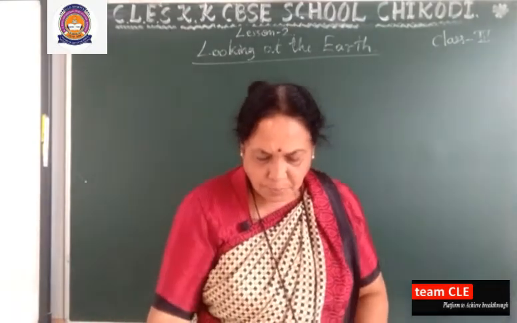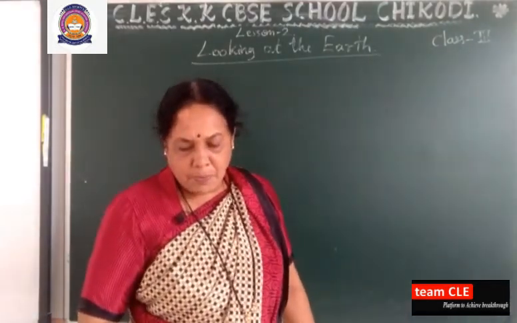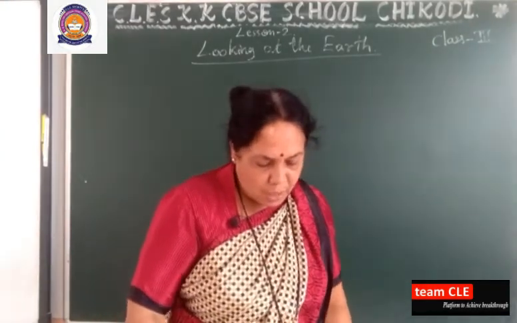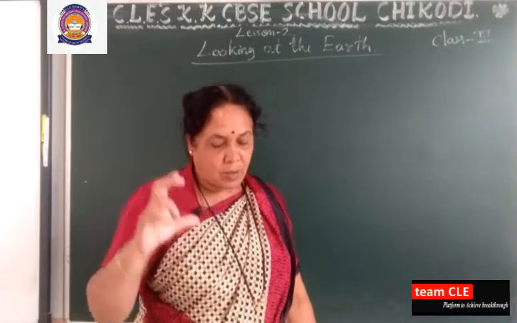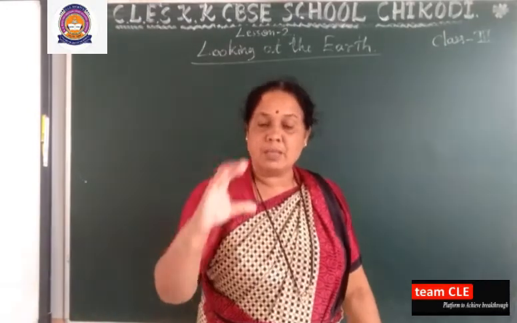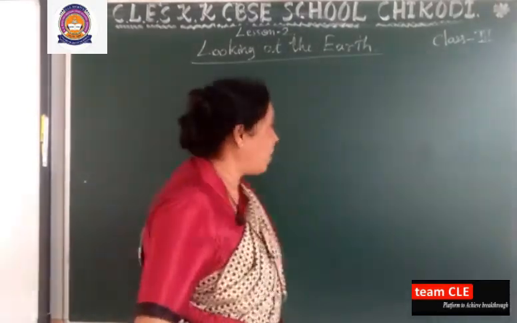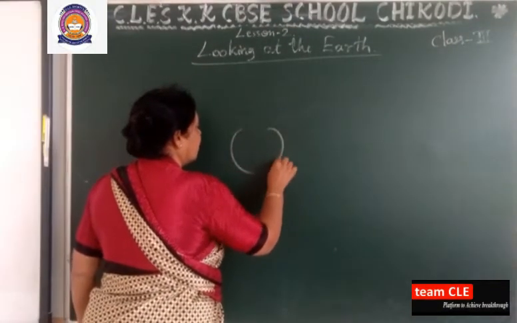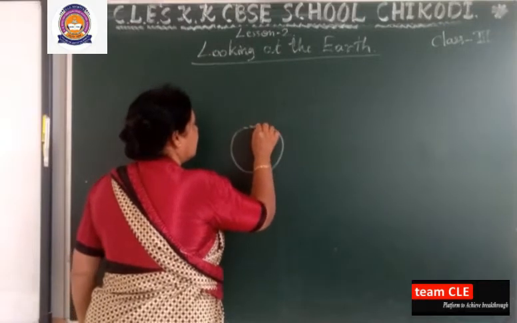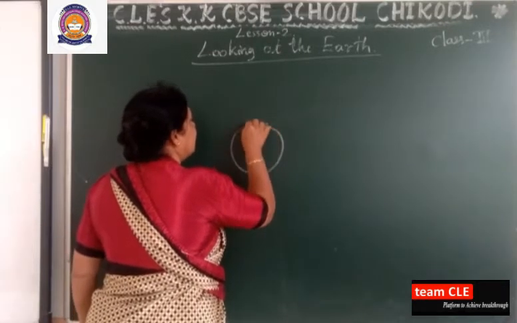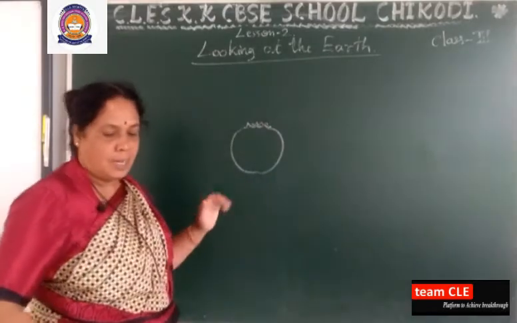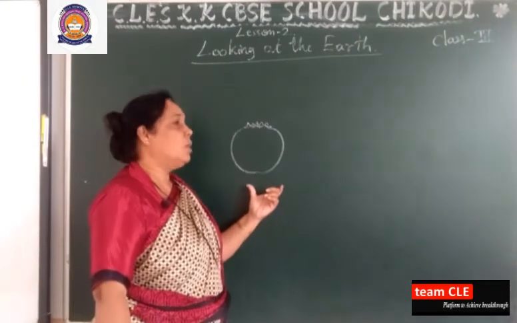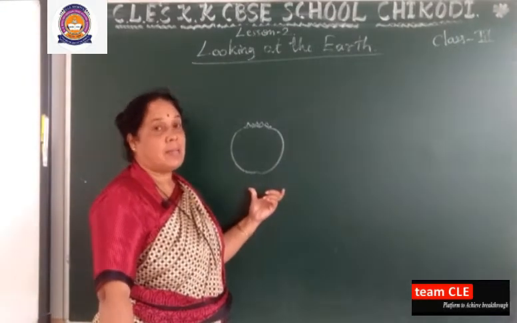Dear students, the shape of the earth is spherical. Okay, the second question they have asked: how does it look at the top and the bottom? Think about an orange fruit. Orange fruit is like this, is it? How does it look when you peel it off? It looks like a spherical shape.